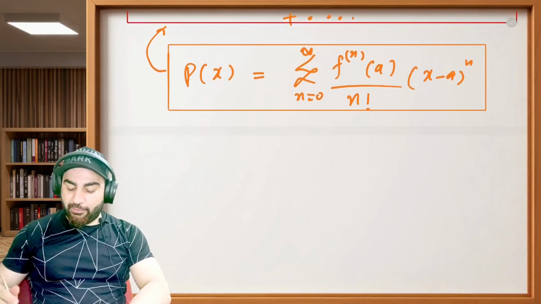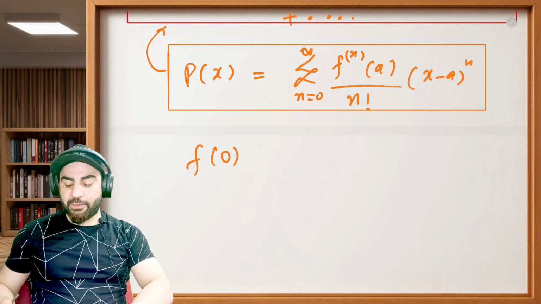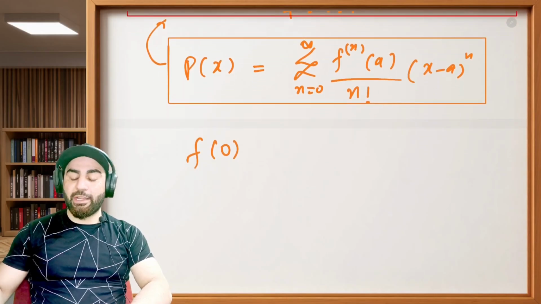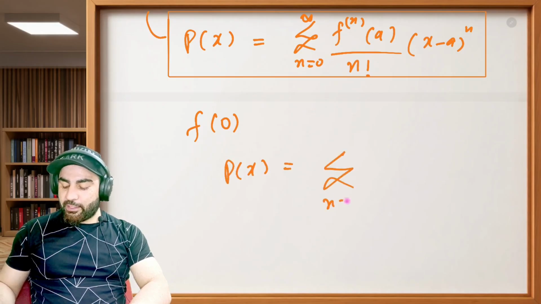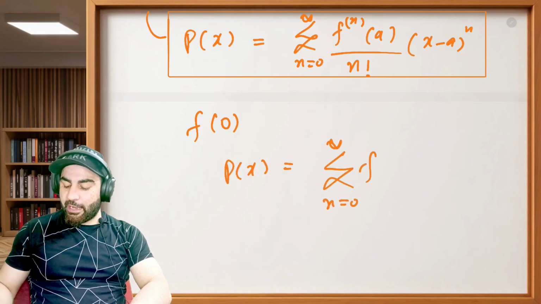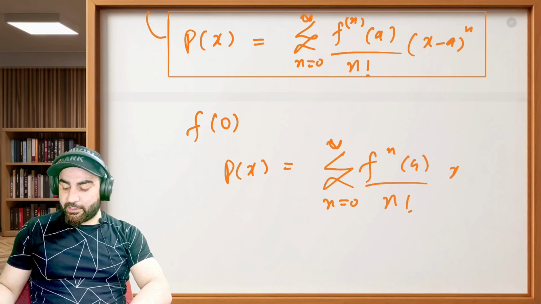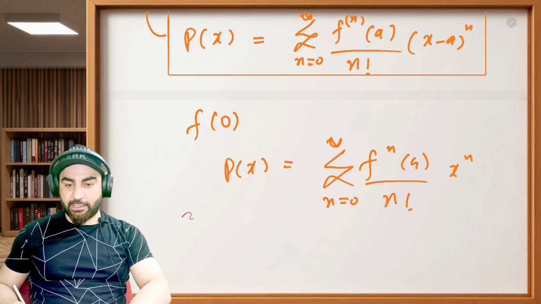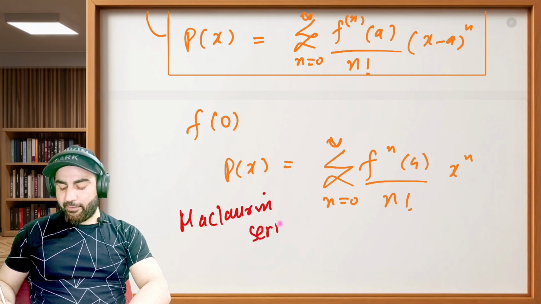Okay, and when you evaluate at 0, that is, a is equal to 0, you don't need to write this x minus a. So now the point is 0. So what you can write is p of x is equal to the summation of n from 0 to infinity of f of n of a divided by n factorial into x. You can directly write x to the power n. So this over here is called the Maclaurin series. You may have heard of this. So, Maclaurin series, if you are evaluating at the point 0.